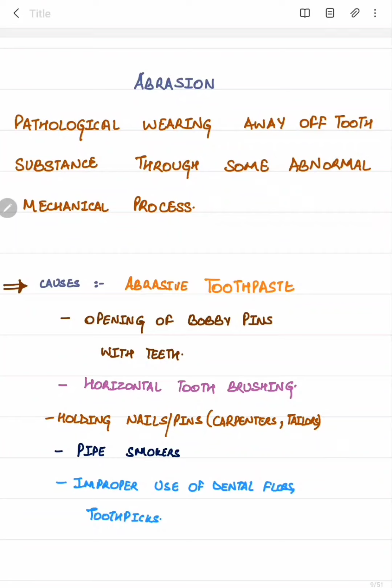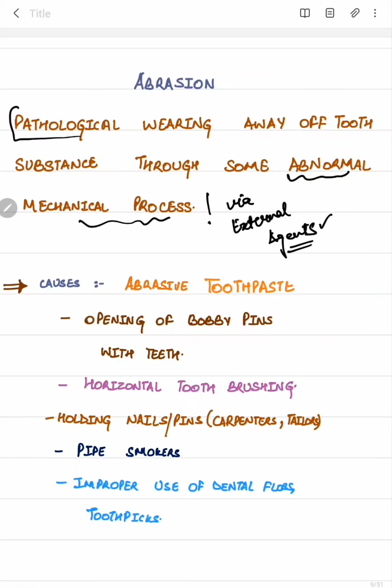So now we are going to discuss abrasion. Abrasion is basically wearing away of tooth substance that takes place due to some abnormal mechanical process which is caused via some external agents, right? So this process is basically pathological in nature because it is caused via some external agents and will lead to wearing away of tooth substance, right?